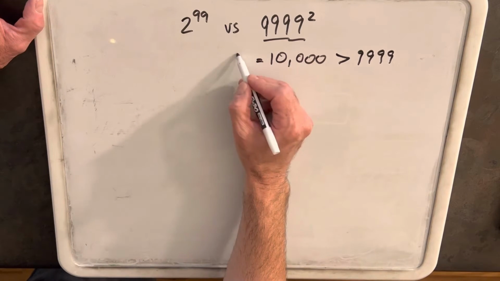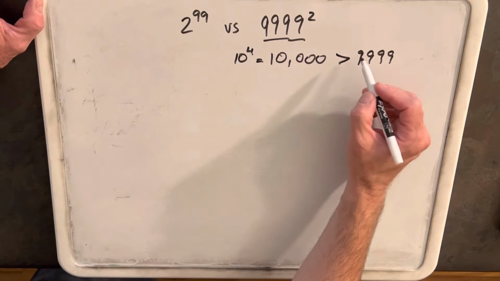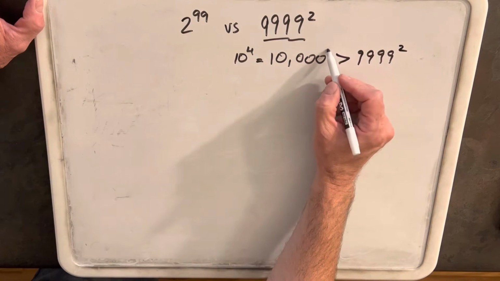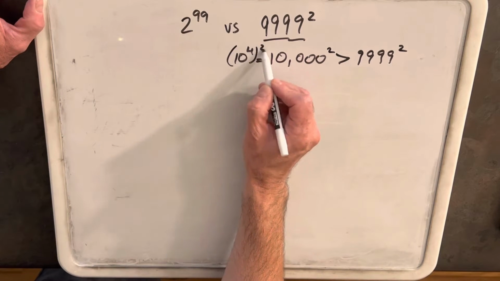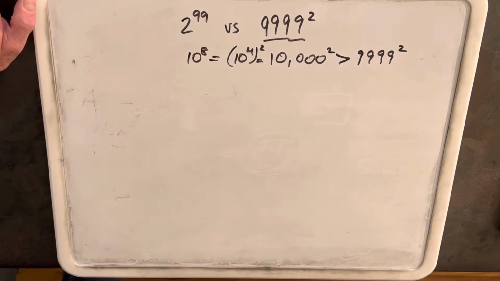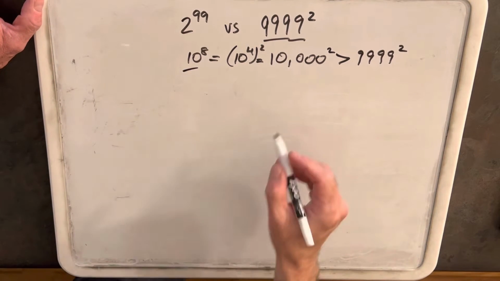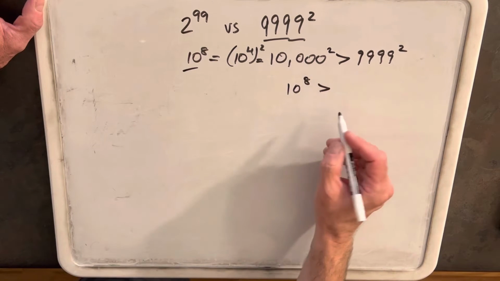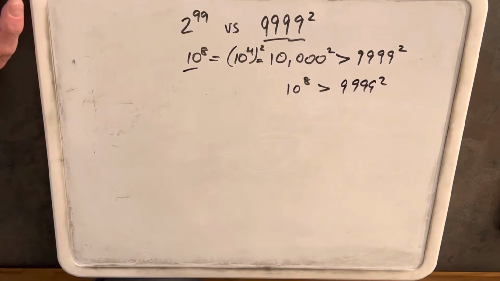And this number is 10 to the 4th. But what we really want is the square of that, and the square of that is greater than that. So this is actually going to be 10 to the 8th. So we'll work with 10 to the 8th for our number on the right. And we're just saying that 10 to the 8th is greater than 9999 squared.